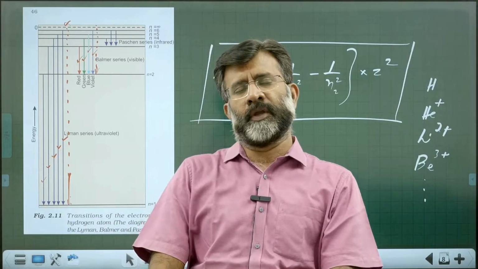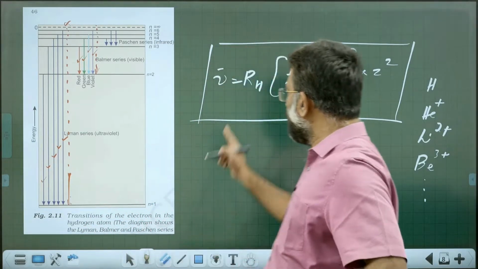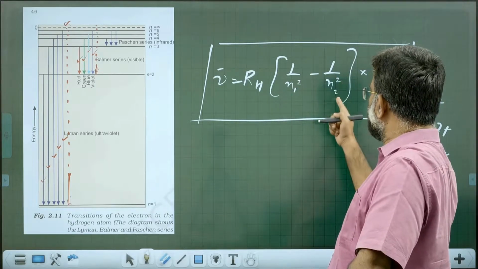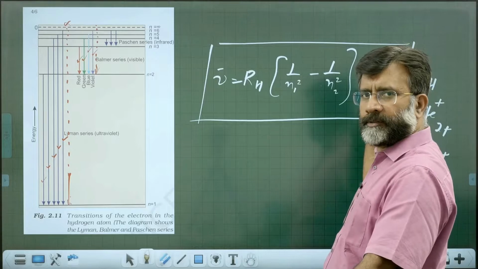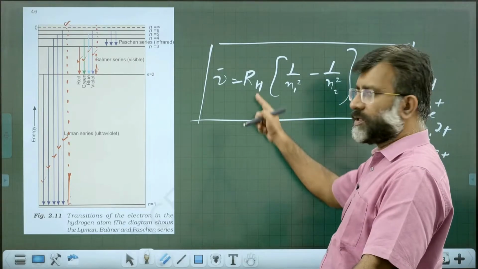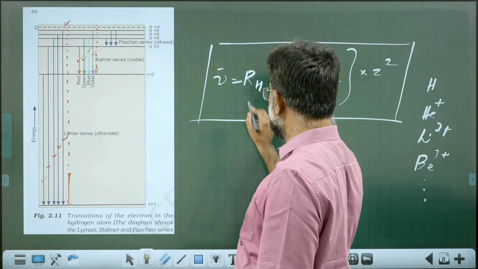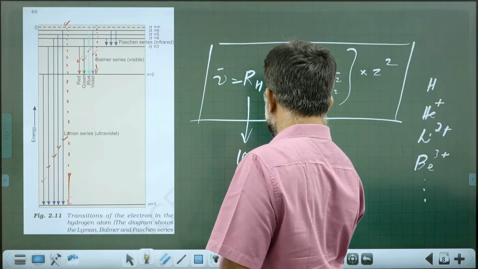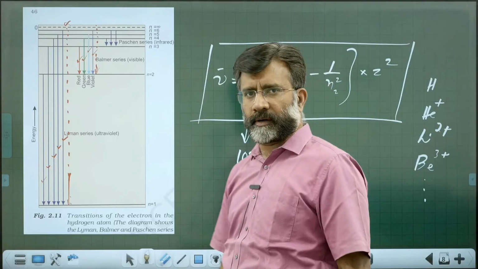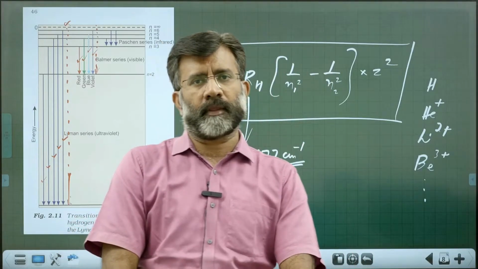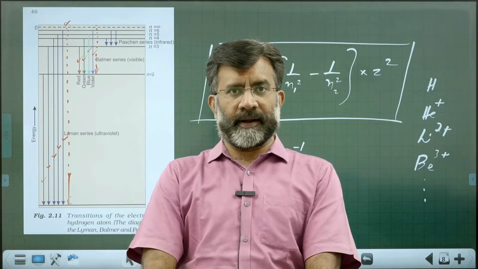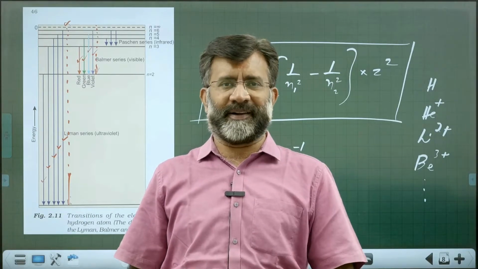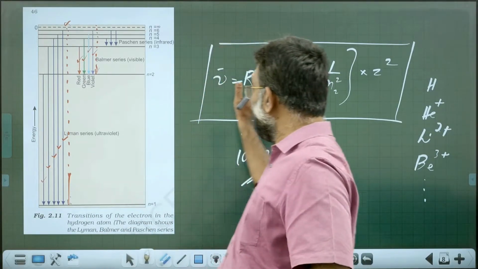For Bohr atom, nu bar is equal to RH into 1 by N1 square minus 1 by N2 square into Z square. Z is atomic number. RH is called Rydberg constant. All of you know Rydberg constant, 109677 centimeter inverse. This is regarding atomic spectra of Bohr atom, atomic spectra of hydrogen. And this formula is very important.